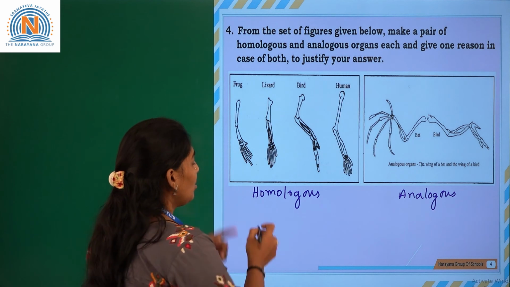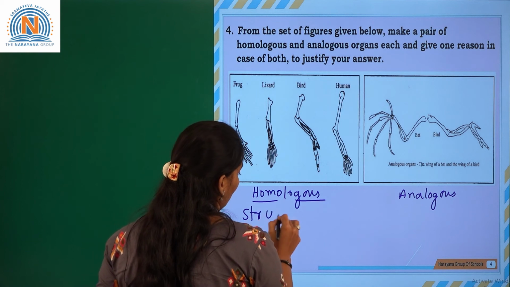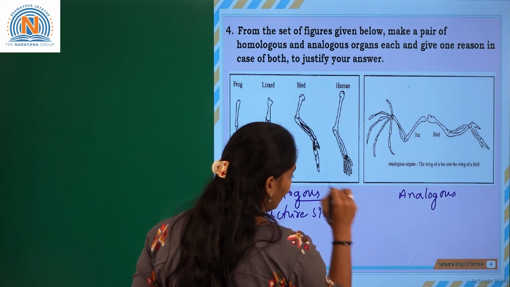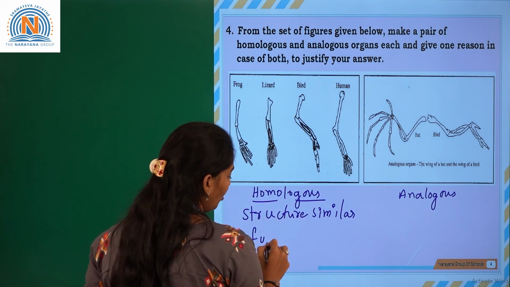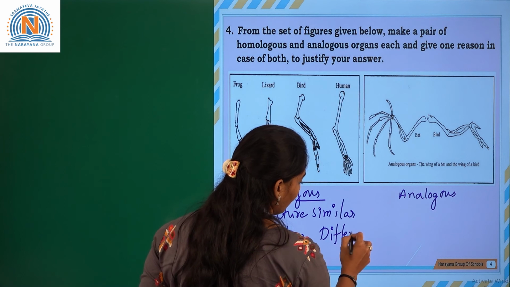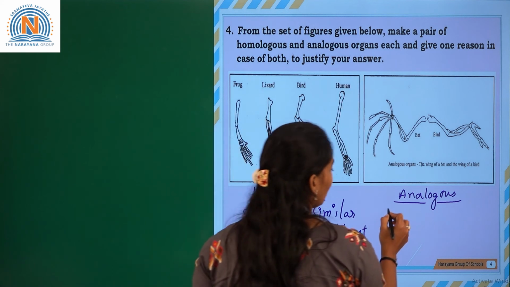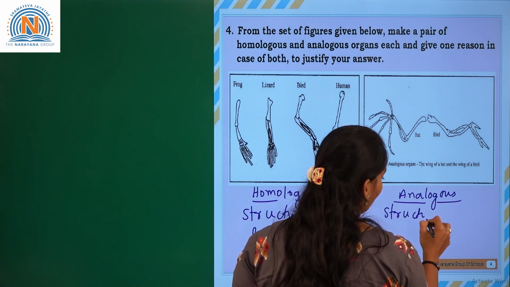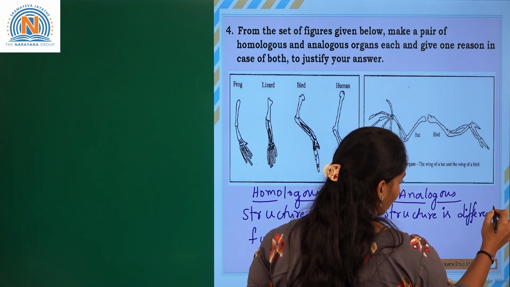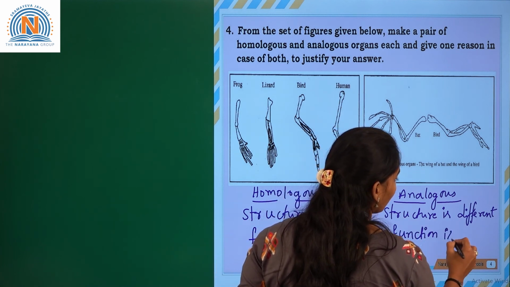What is meant by homologous organs? Structure similar, meaning the origin is similar, and the function is different. When comparing with analogous organs, the structure is different and the function is similar.